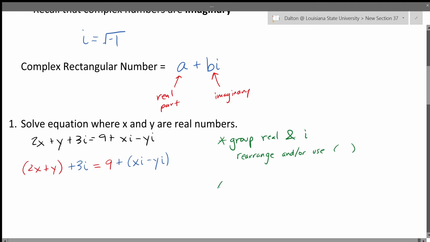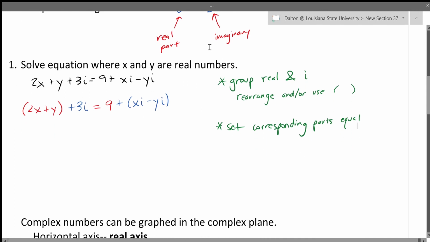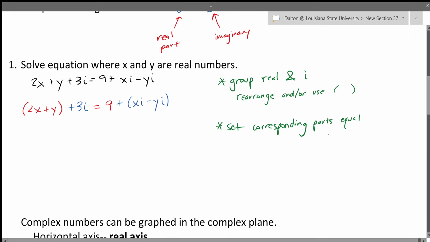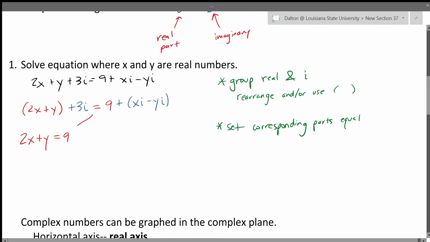After you group them, then you set corresponding parts equal. In other words, you're going to set the real parts equal to one another and the imaginary parts equal to one another. So if I set the real parts equal, then I get 2x plus y equals 9. If I set the imaginary parts equal, I get 3i equals xi minus yi.